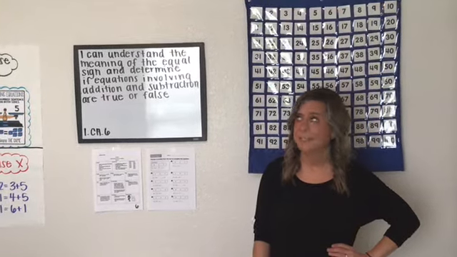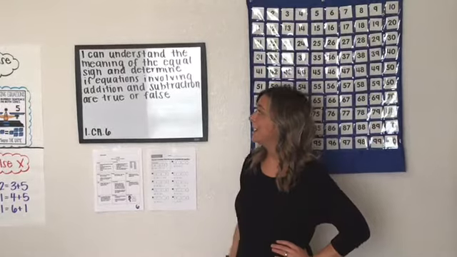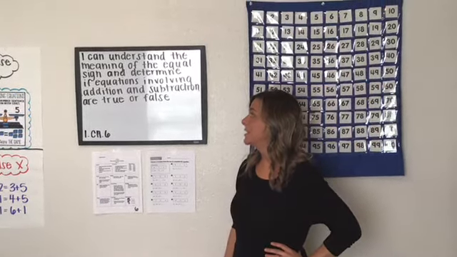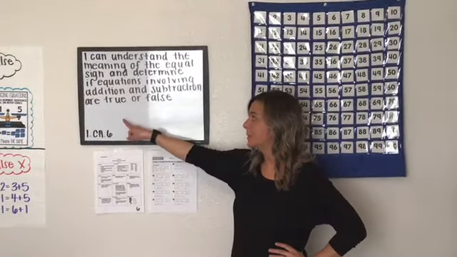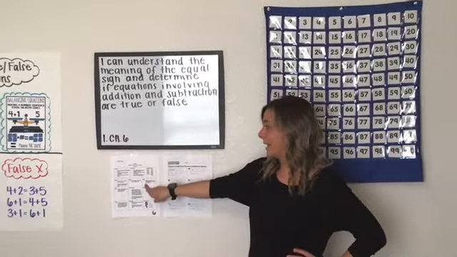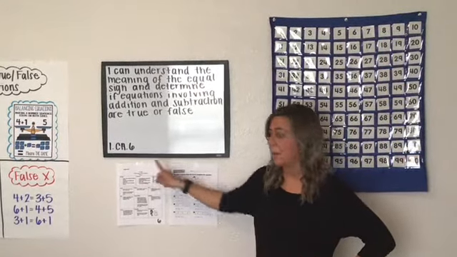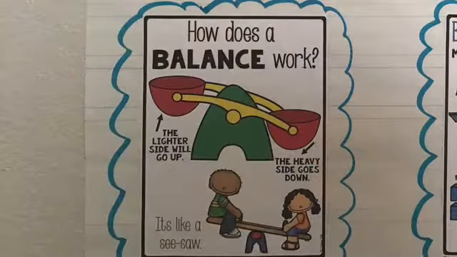Our objective for today is, I can understand the meaning of the equal sign and determine if equations involving addition and subtraction are true or false. You can find this activity in your home learning packet under May 4th and May 5th. You can find the worksheet on page 22 of your math packet.